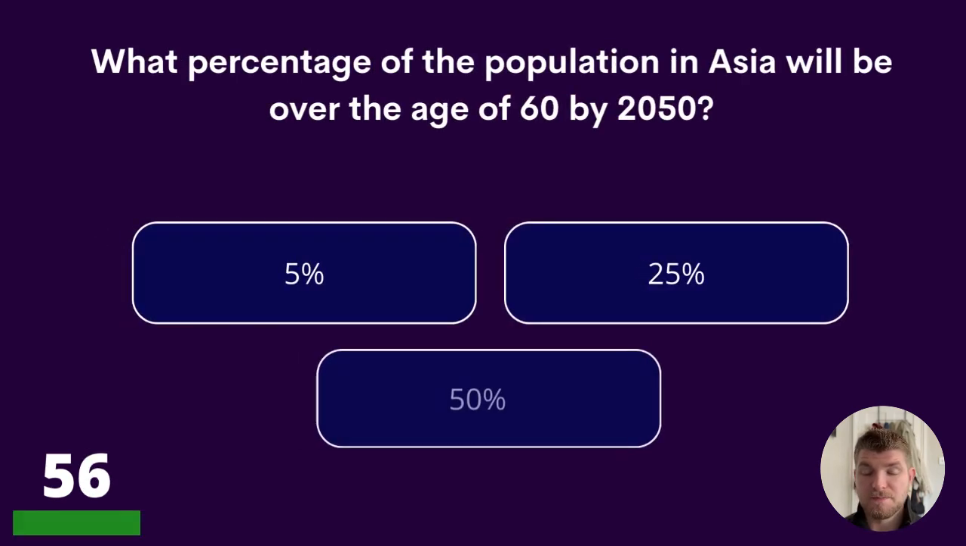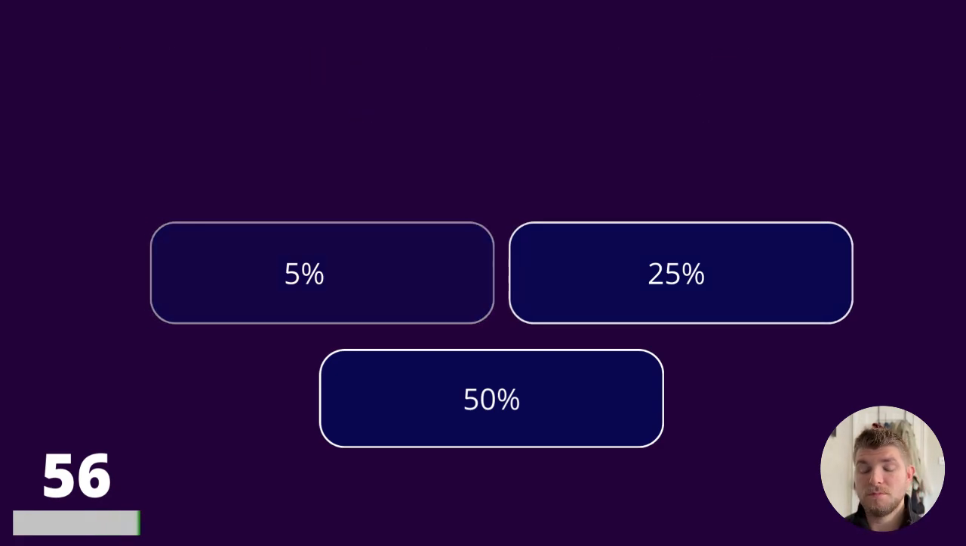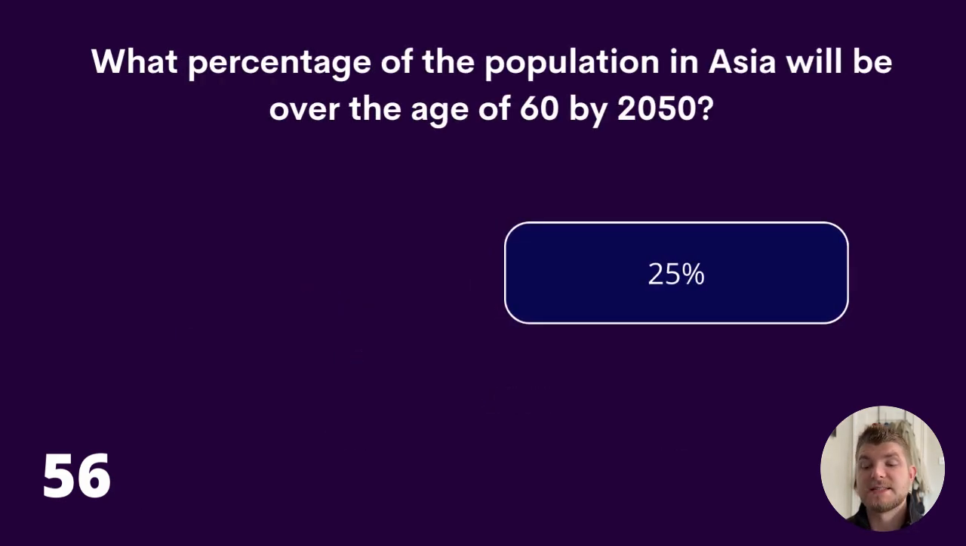Question 56. What percentage of the population in Asia will be over the age of 60 by 2050? 5%, 25%, or 50%? And the answer is 25%.